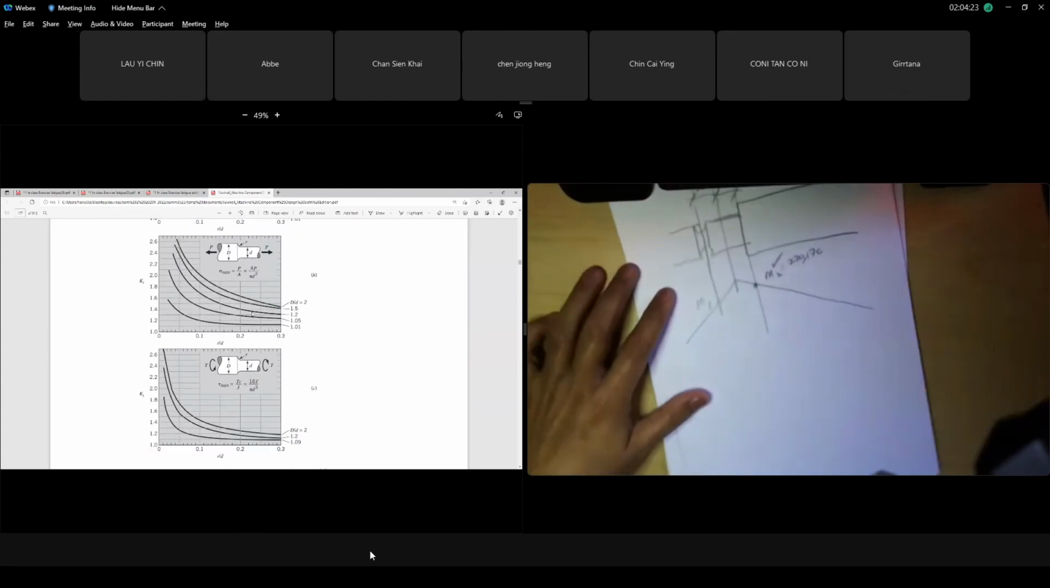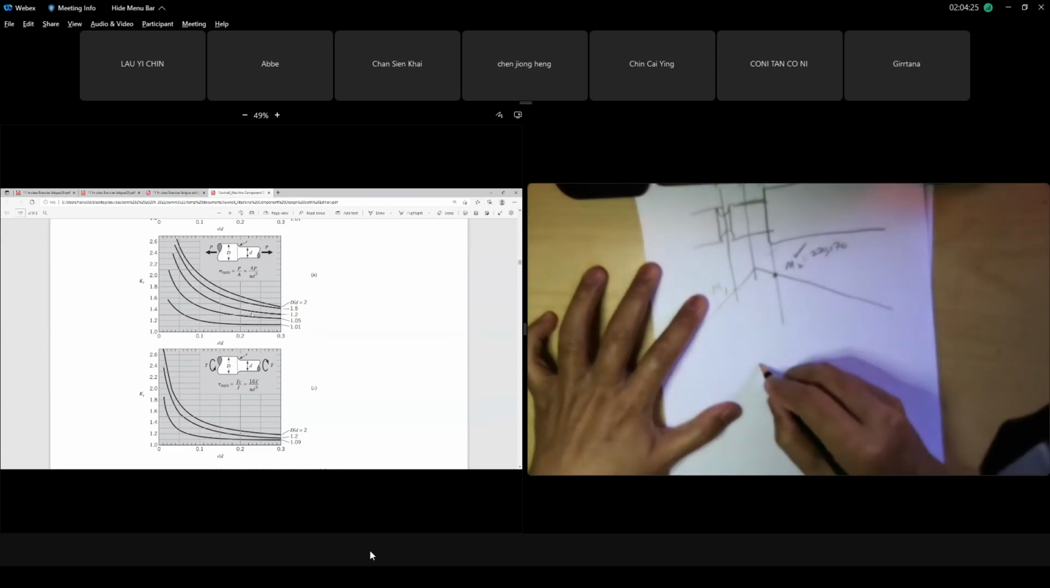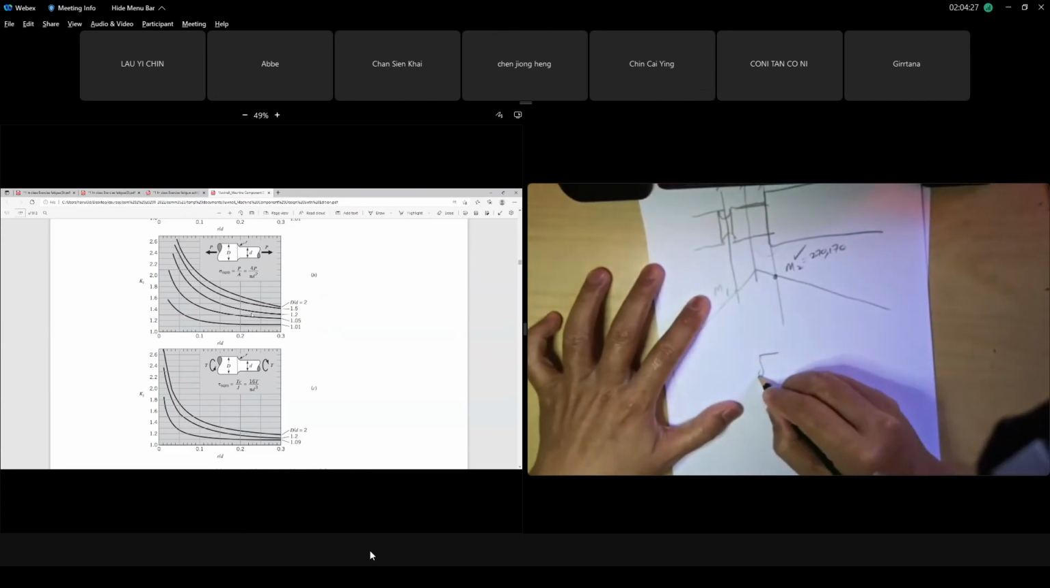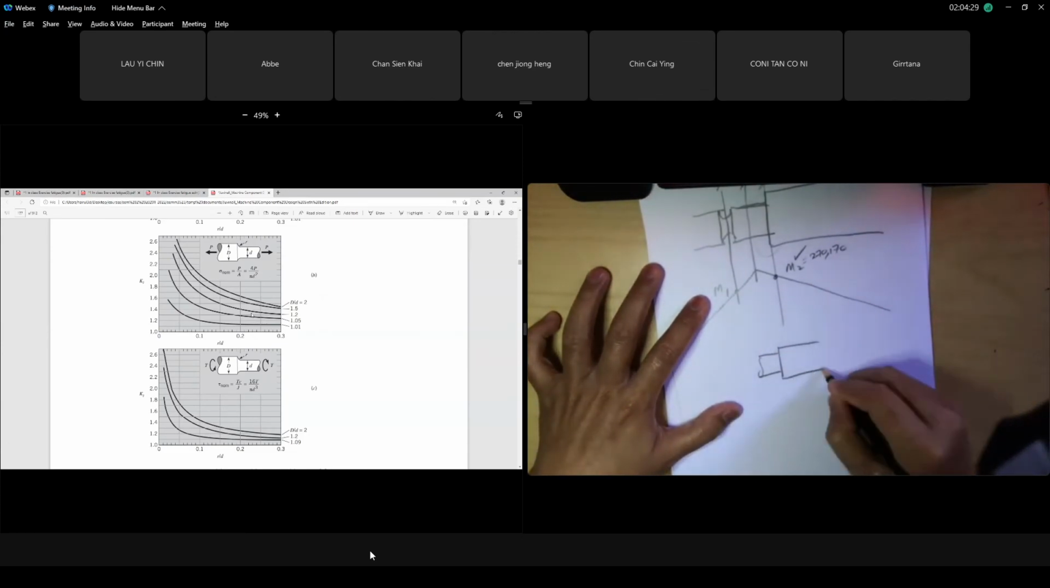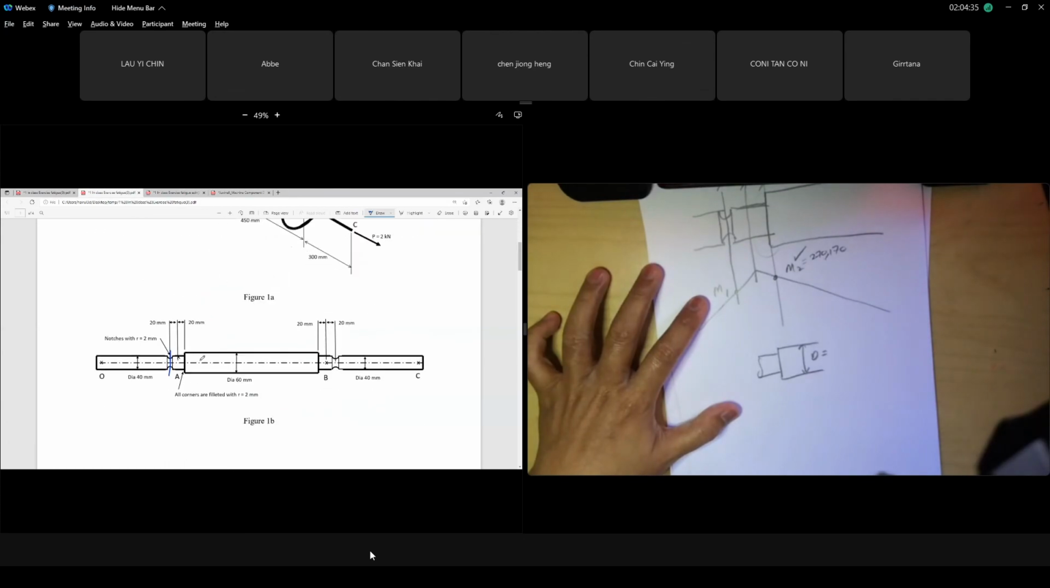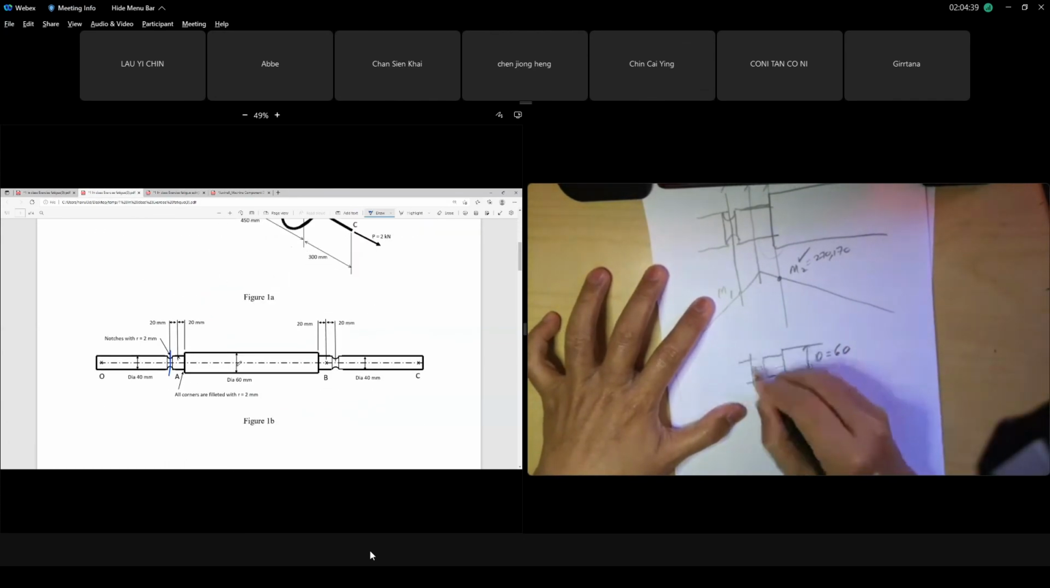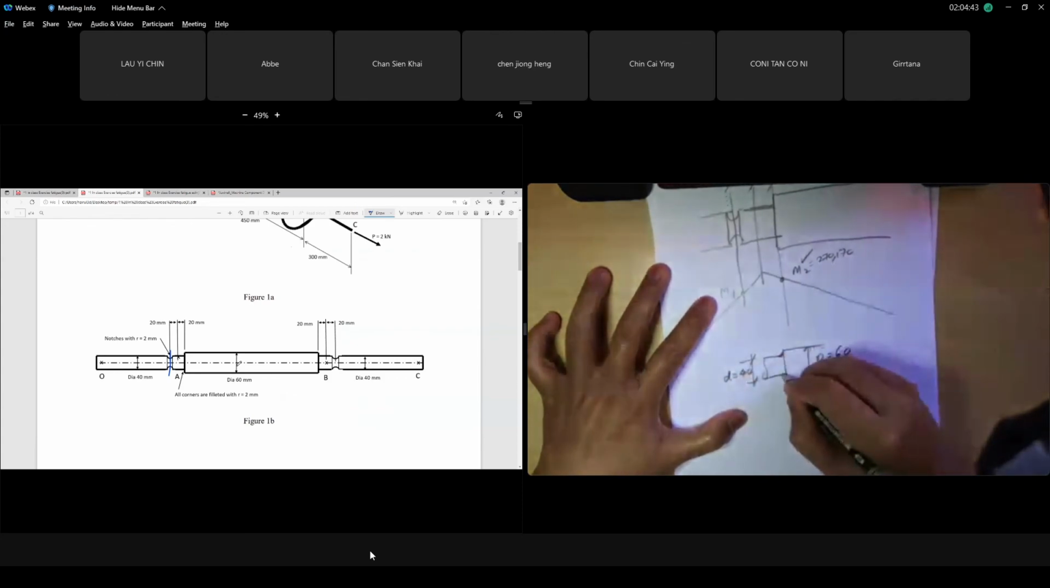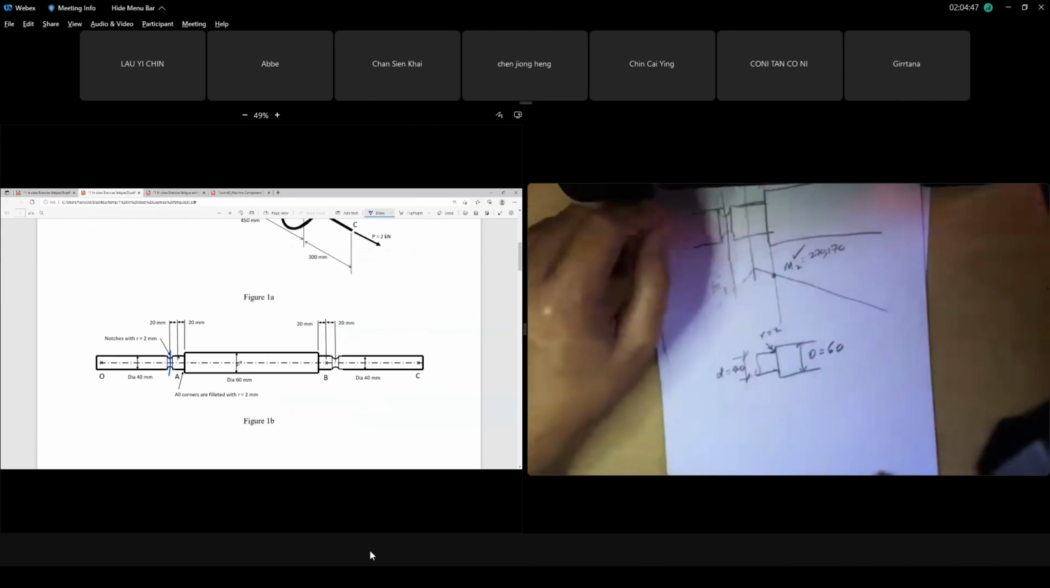Okay, look at my live video. Your case is like this. So this is your big D. Big D in your equation, your question, your solution, your diagram, big D is 60. The small d is 40. And the radius r is 2, because it says the fillet radius is 2.